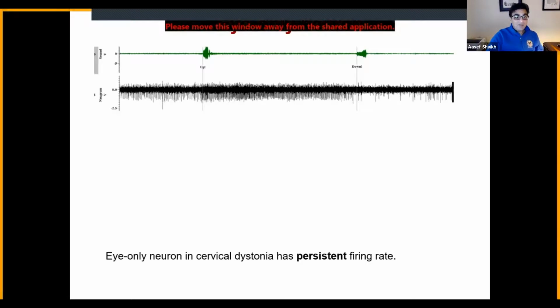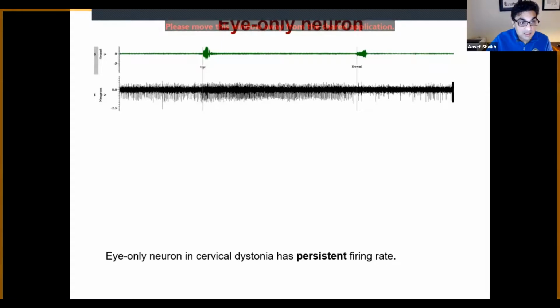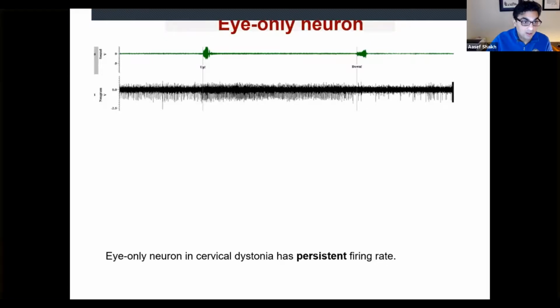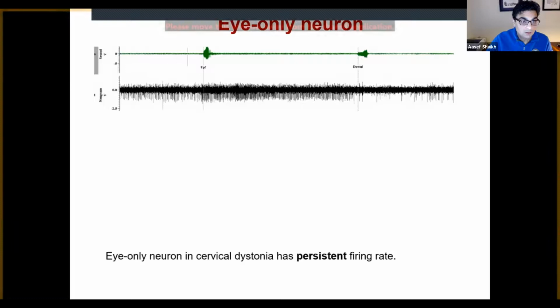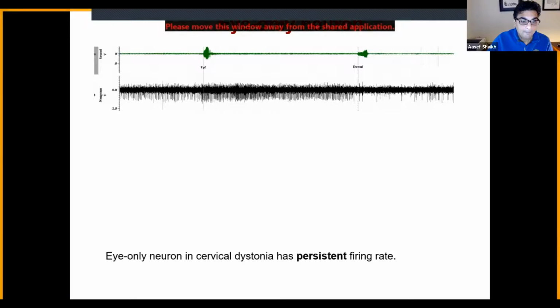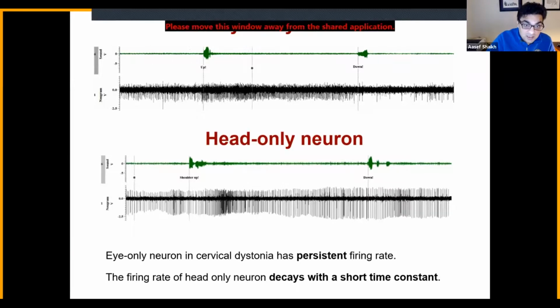This is an example of an eye-only neuron. Of course, this is cut from the tape, so it's not the best sound quality. What you see here is its firing rate increasing as the patient is asked to look up, and decreasing as the patient is asked to look down, right? But most importantly, what you are seeing is that the eye-only neuron firing rate is persisting, right? So there is a persistent firing rate.